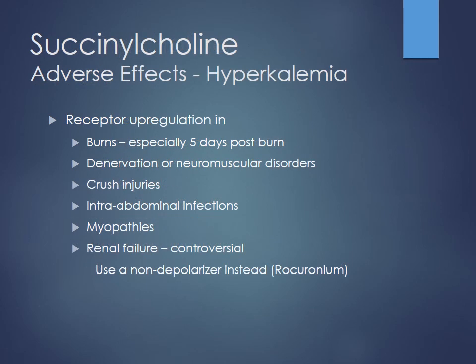Other things you may see with receptor upregulation are myopathies, intra-abdominal infections, all these things, so just be careful with that. And if you have a renal dysfunction patient and you don't know what the potassium is off the top of your head, I would probably just go ahead and use a non-depolarizing neuromuscular blocker for those patients.